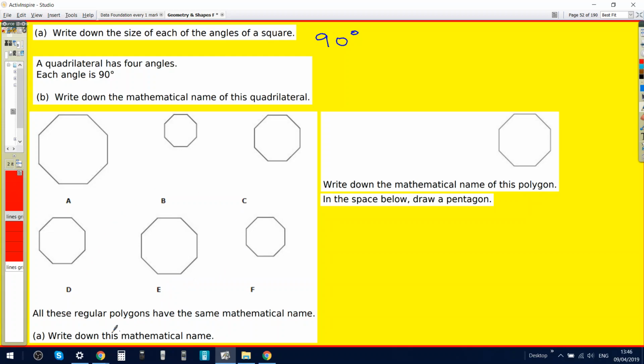Let's look at this one down here. Write down its mathematical name. These are hexagons. Does it have 6 sides? Oh no, 8 sides. Octagon. Yep. That's it. In the space below, draw a pentagon. How would you do that? Pentagon.